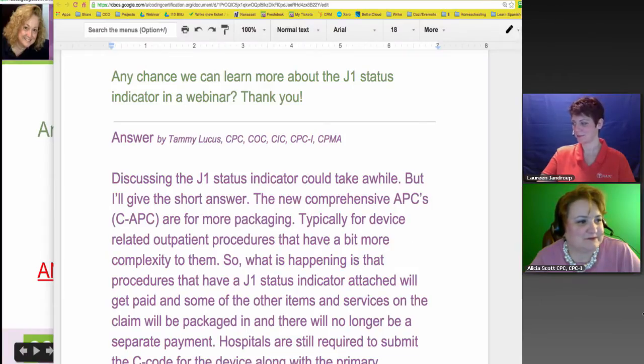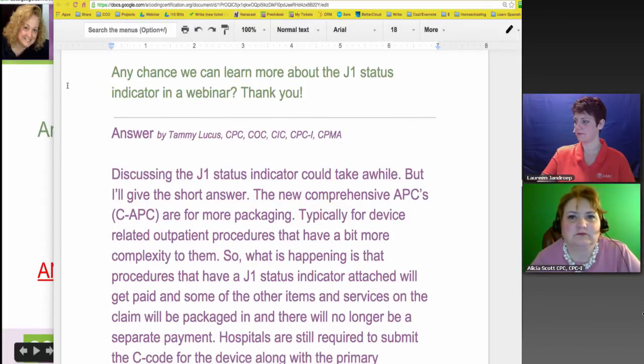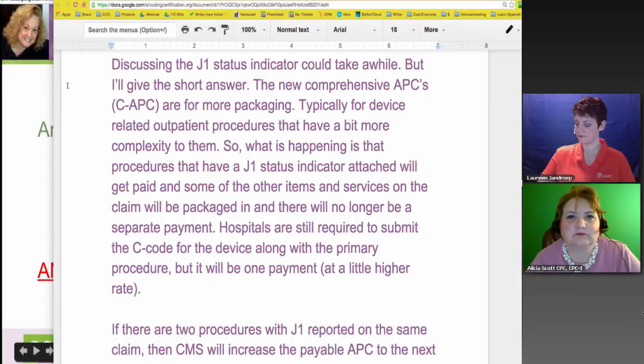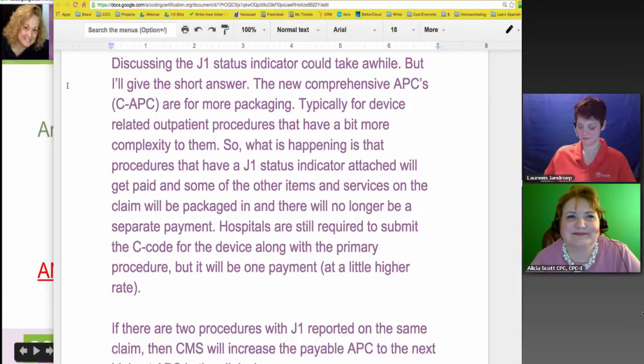Any chance we can learn more about the J1 status indicator in a webinar? I'm not sure what all you wanted to go over with the J1. We could be here half the night discussing J1 status indicators, or status indicators, period. For those that are not facility coders, you're not familiar with what a status indicator is. We use these for payment, for reimbursement on the facility side of coding. And very quickly, every CPT code has a status indicator attached to it.